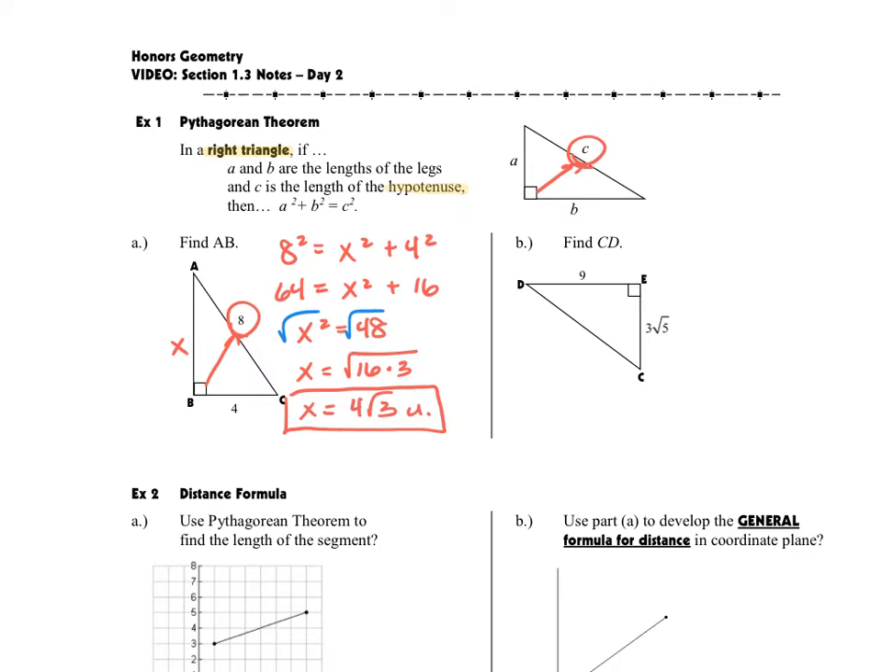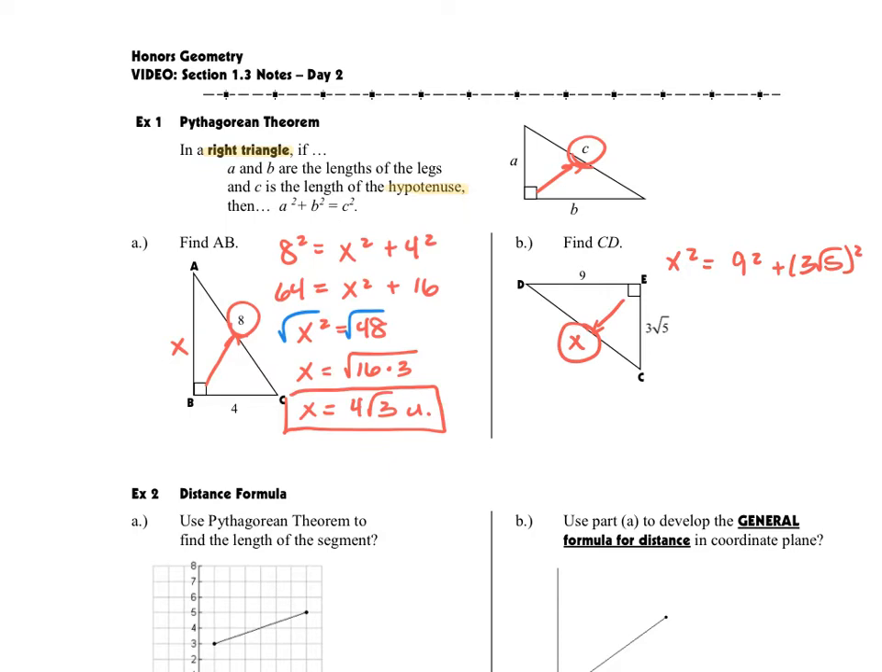In the next problem, we want to find CD. So we're going to find the length of CD. So I'm going to put an x on CD. I'm going to find my hypotenuse, and this time my variable is the hypotenuse. So I'm going to have my hypotenuse squared, and then I'm going to have my 9 squared, and I'm going to add to that my 3 square root of 5 squared.